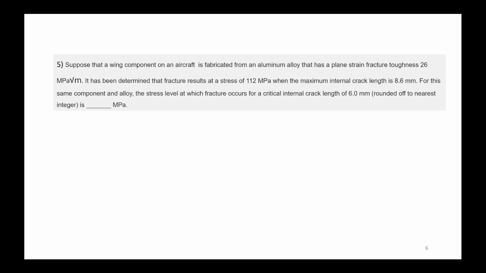Now in question 5, suppose that a wing component of an aircraft is fabricated from an aluminium alloy that has a plane strain fracture toughness of 25 MPa√m. It has been determined that fracture results at a stress of 112 MPa when the maximum internal crack length is 8.6 mm. Now for this same component and alloy, find the stress level at which fracture occurs for a critical internal crack length of 6 mm. So you have a different crack length, and corresponding to that you have to find the fracture stress.